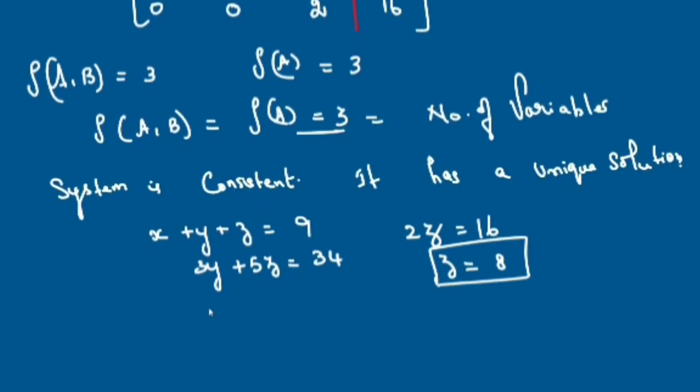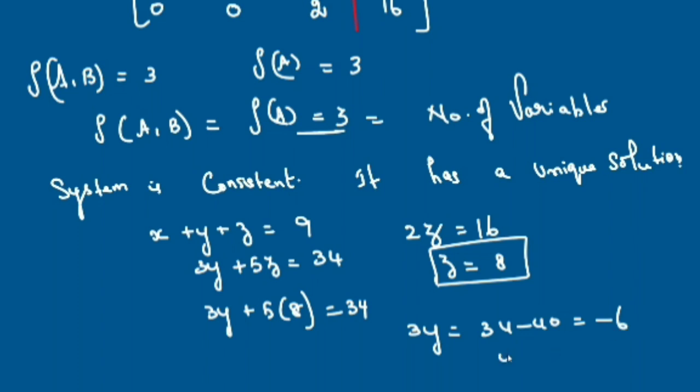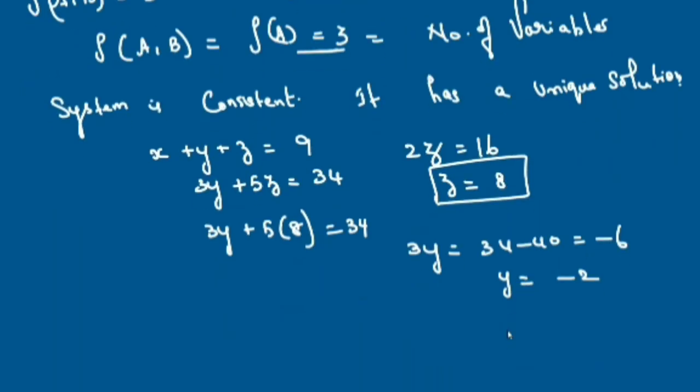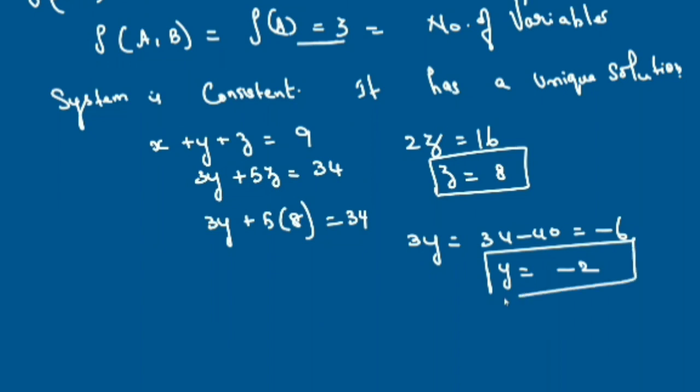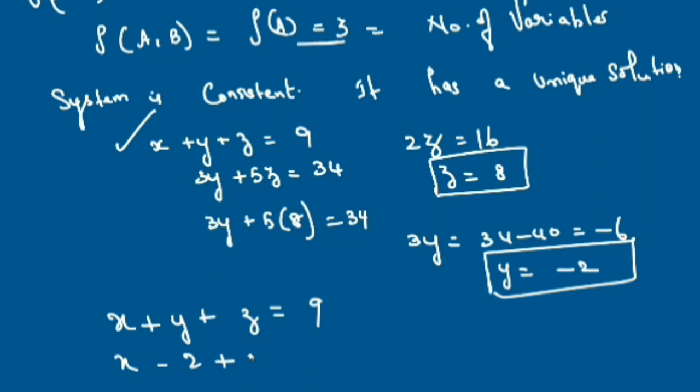Now substitute z here. 3y plus 5 into 8 is equal to 34. So 3y is 34 minus 40, that is minus 6. So y is minus 2. So we got z and y. Then we have to find x. Take the first equation, x plus y plus z equal to 9: x minus 2 plus 8 is equal to 9. So x is equal to 9 minus 6, that is equal to 3.